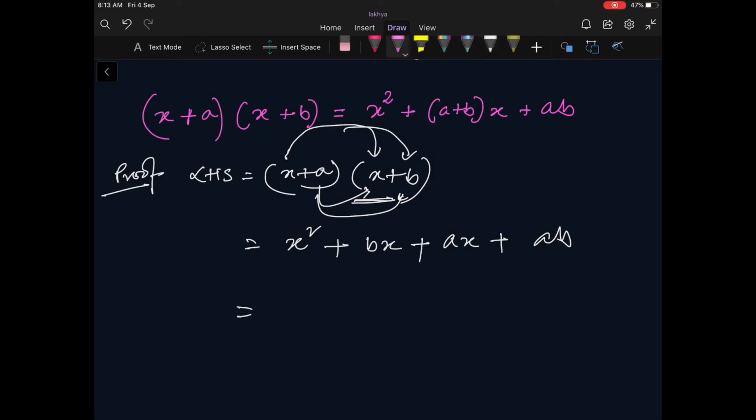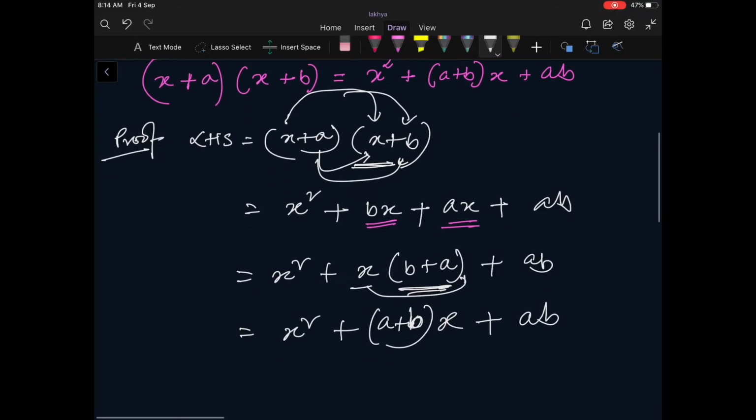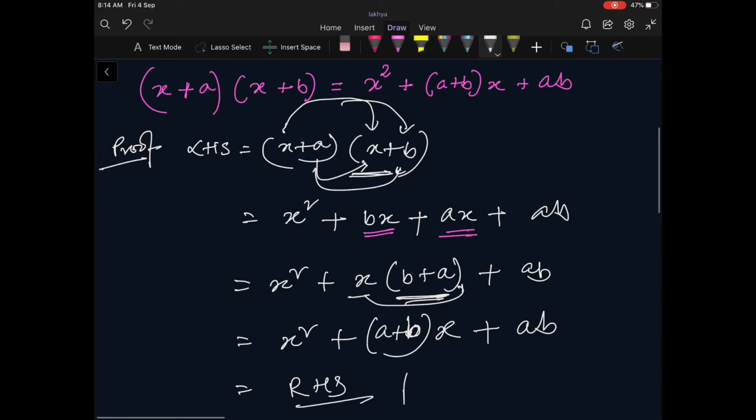So here you see from these two terms you can take x common. On taking x common we have got b plus a, which means you can write this as (a + b) and you can write this x on the other side here, plus ab. So this is the right hand side of the identity. So that's how we can prove.